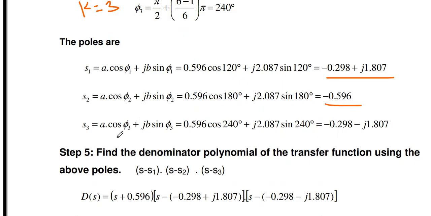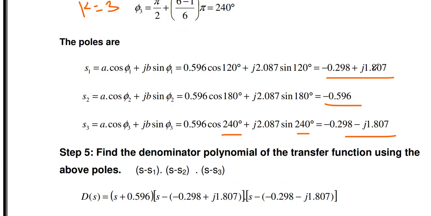It's the second pole. And the third pole, S3 equal to A cos φ3 plus jB sin φ3. Similarly, you substitute the angle. We can get minus 0.298 minus j 1.807. Okay, so you see, you check the poles.